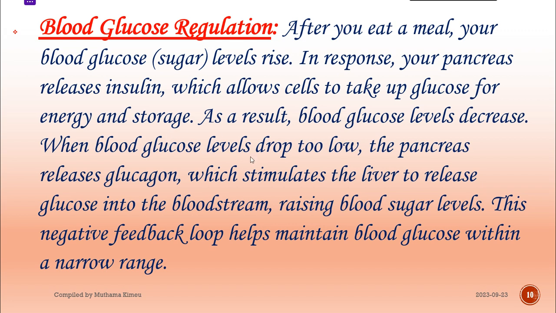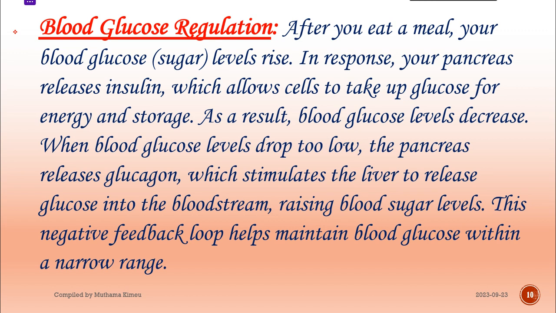When blood glucose levels drop too low, the pancreas releases another hormone called glucagon, which stimulates the liver to release glucose into the bloodstream, raising blood sugar levels. This is another example of a negative feedback mechanism, and its main purpose is to ensure blood glucose levels are maintained within a narrow range.